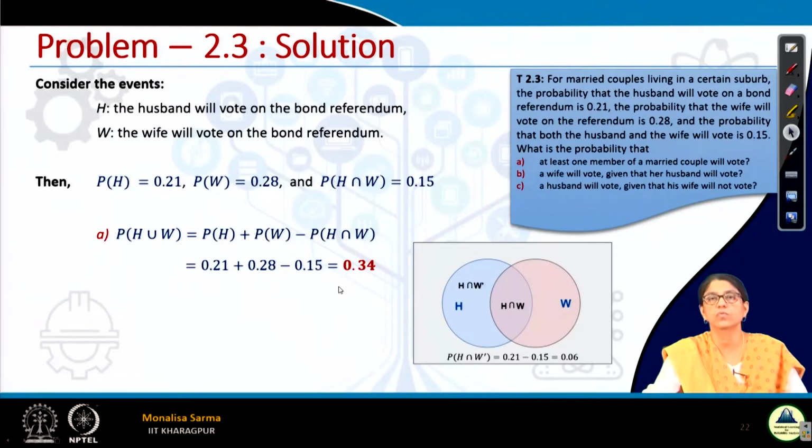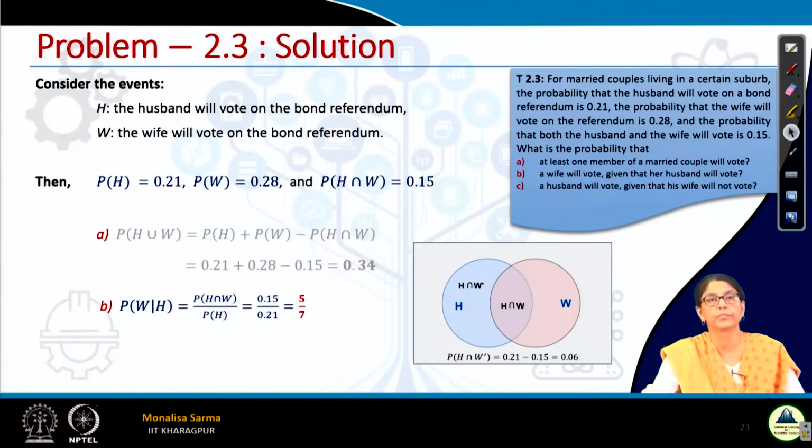Then next question. A wife will vote given that the husband will vote. What does that mean? Given that the husband will vote, that means probability of W given H. So what is probability of W given H? Probability of H intersection W divided by probability of H. Probability of H intersection W is given to us, probability of H is given. So we'll be able to solve it, right?